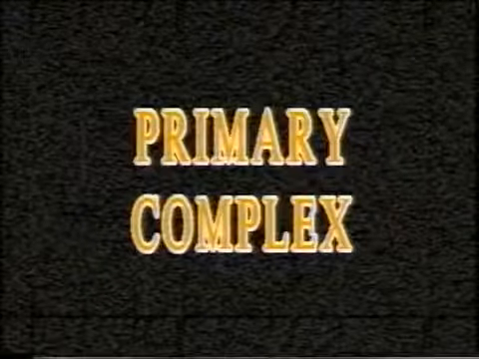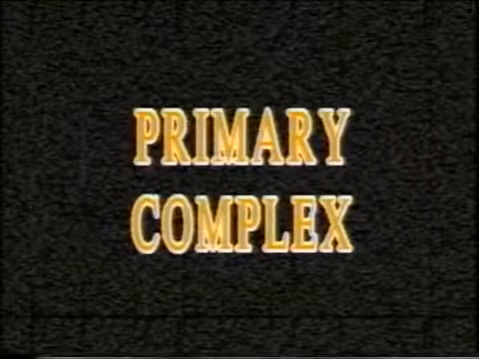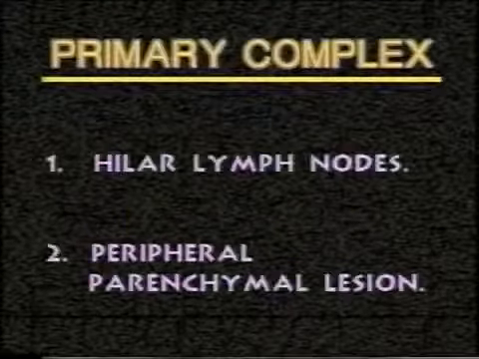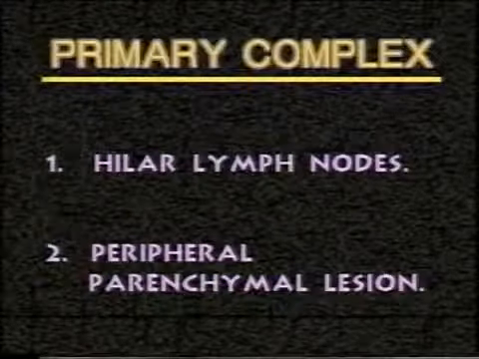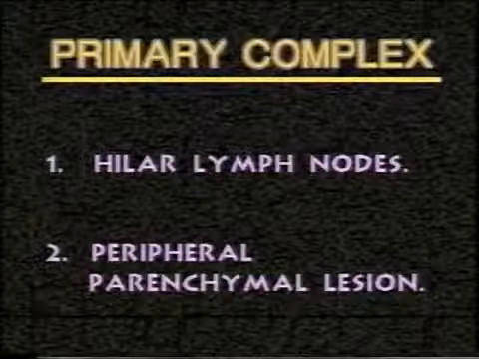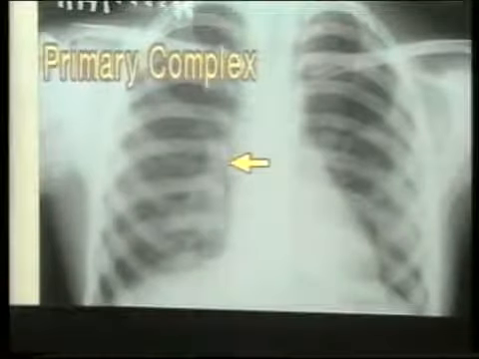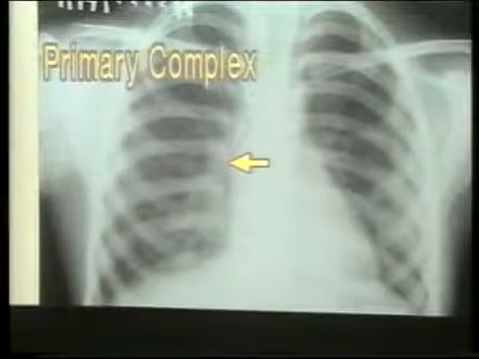Primary complex. Primary complex is a primary tuberculous infection seen in children. Radiologically, it shows two components, a peripheral parenchymal lesion and enlarged hilar lymph nodes. This is an X-ray of a primary complex. Note the increased density in the hilar region. Let's have a closer look. These are hilar lymph nodes seen as well-defined nodular dense radio-opacities in the region of the hilum in line with the parenchymal lesion.